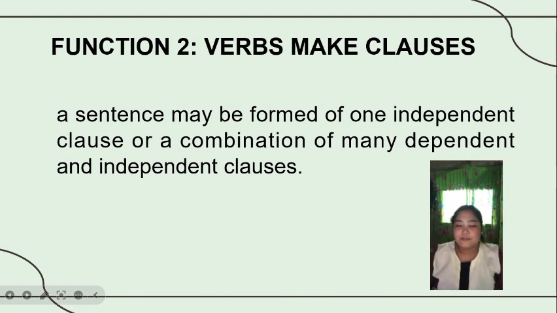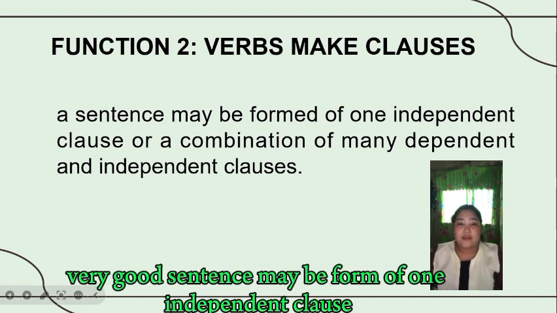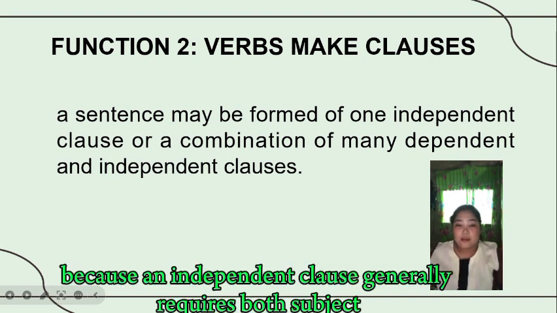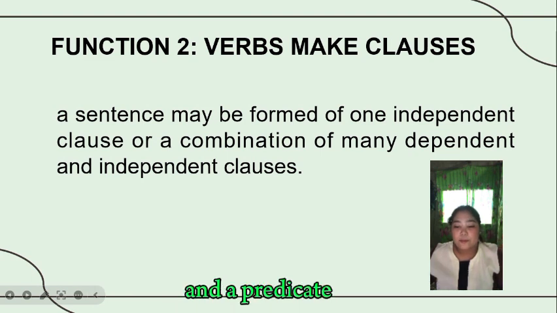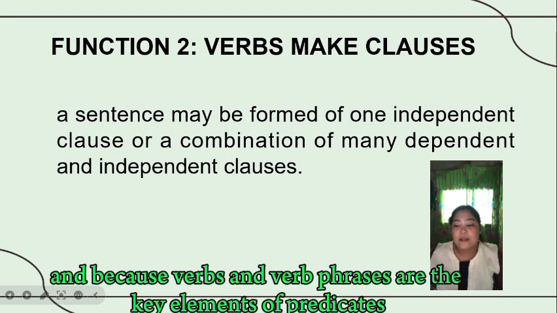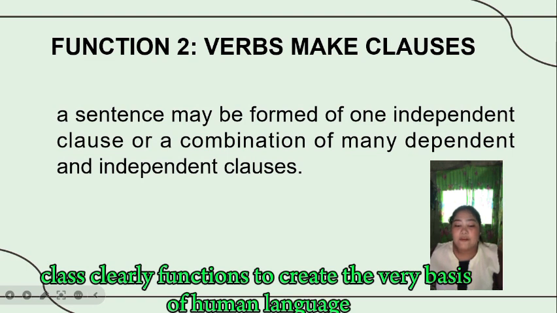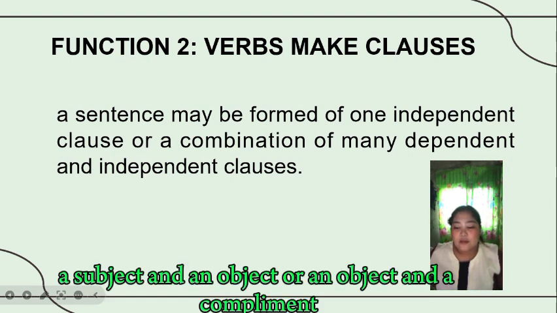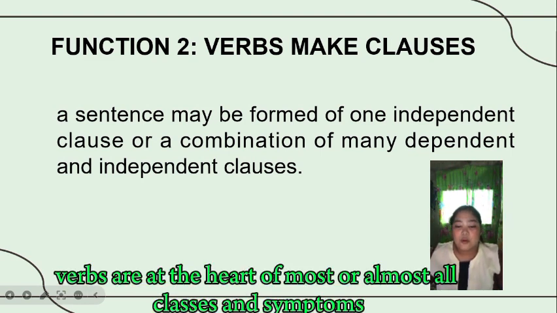A sentence may be formed of one independent clause or a combination of many independent and dependent clauses. Because an independent clause generally requires both a subject and a predicate, and because verbs and verb phrases are the key elements of predicates, this word class clearly functions to create the very basis of human language. Whether simply involving a subject and an object, or an object and a complement, verbs are at the heart of most or almost all clauses and sentences.